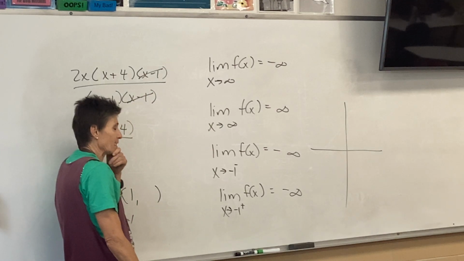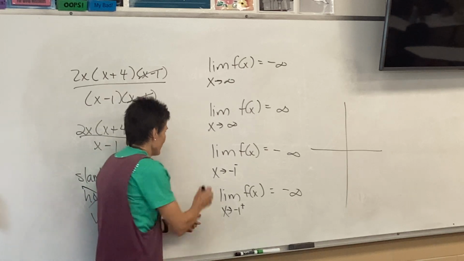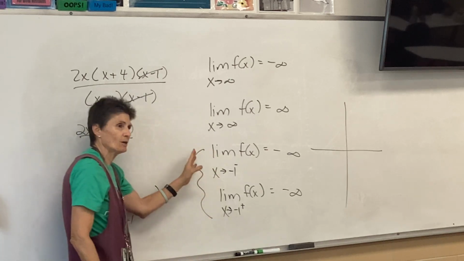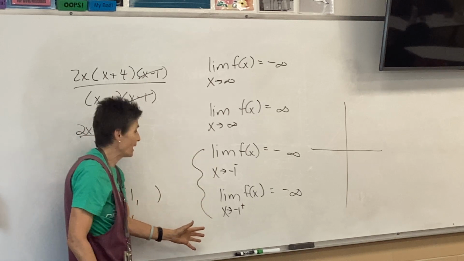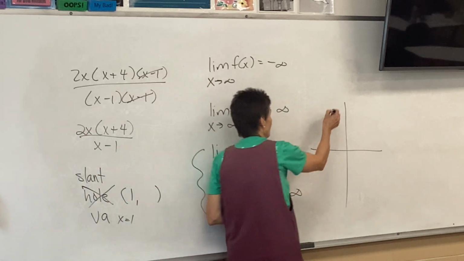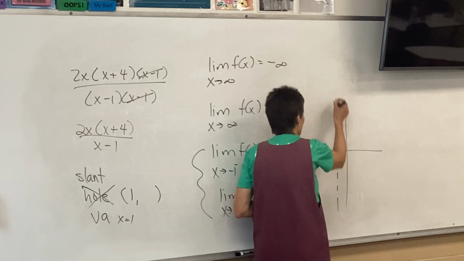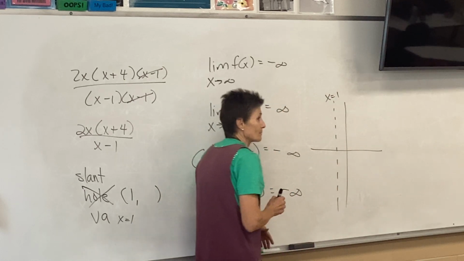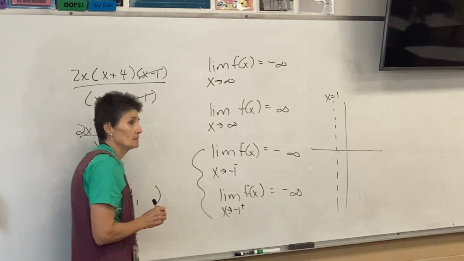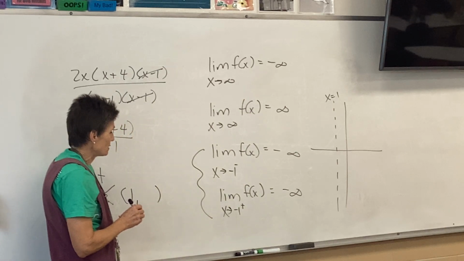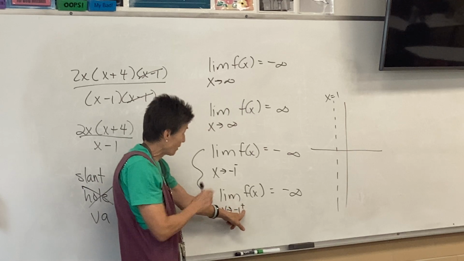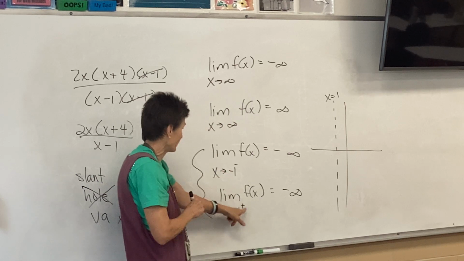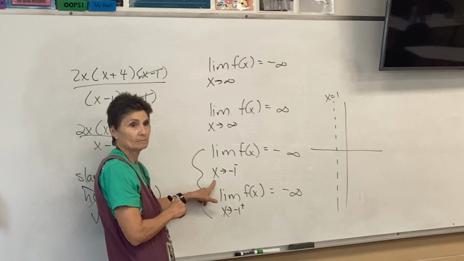As you're thinking about this, what's going on here? What does this tell me I have in my problem? A vertical asymptote. So I hope you put a vertical asymptote at -1. And not only that, but on both sides you're going down.